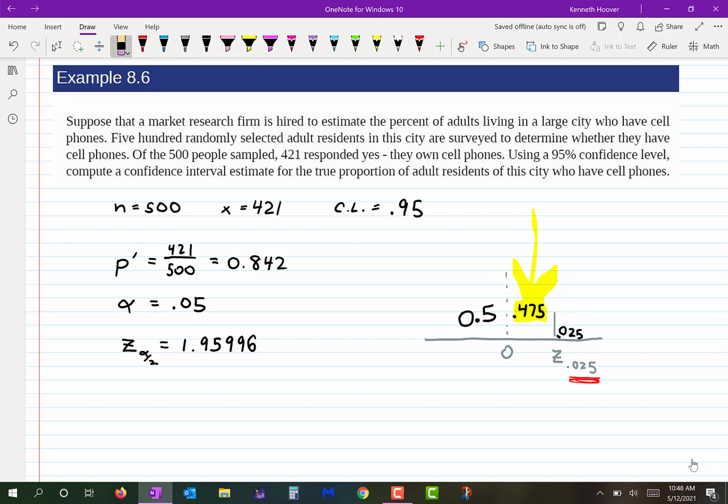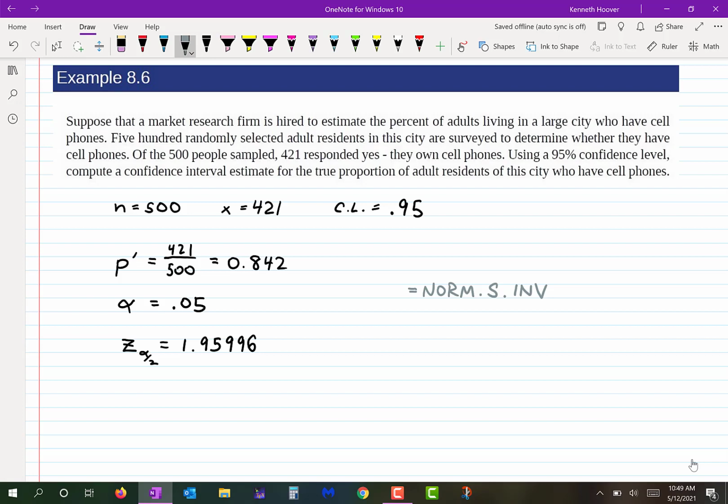Okay, so my suggestion is to just forget about the table in the back of the book and instead open up Excel or something similar to Excel. Okay, and just type in the command. On Excel, the command is equals NORM.S.INV, and then you just put here in parentheses 1 minus alpha over 2, which is 0.975. Okay, that's 1 minus alpha over 2. And it will immediately tell you your z-score.